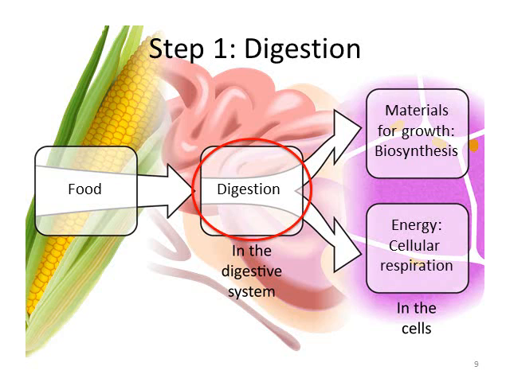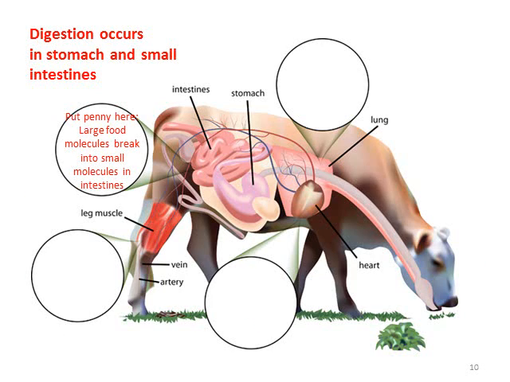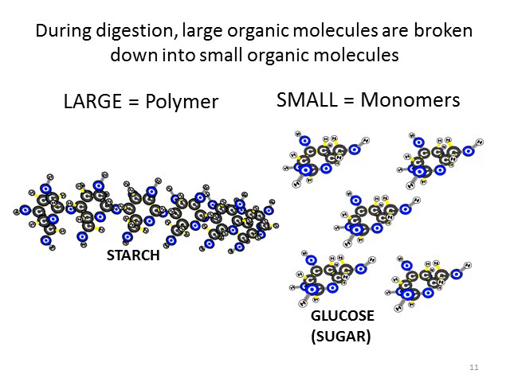The first step after food is eaten is digestion. This takes place in the stomach and the small intestine of the cow. We will deal with biosynthesis and cellular respiration in future activities. So move your marker to the stomach and small intestines part of the cow. This is where we're going to spend our first chunk of time. During digestion, large organic molecules are broken down into small organic molecules. For example, starch is going to be broken down into individual glucose molecules here.